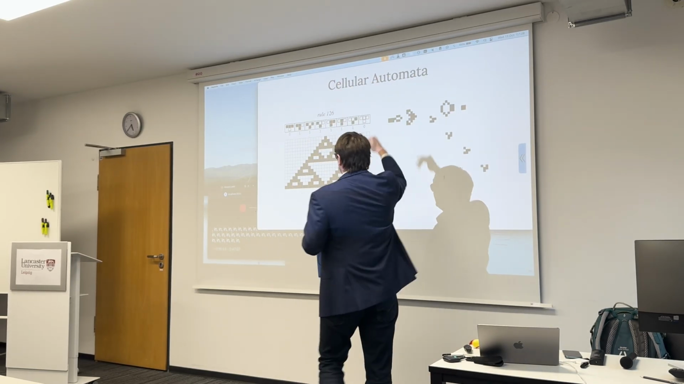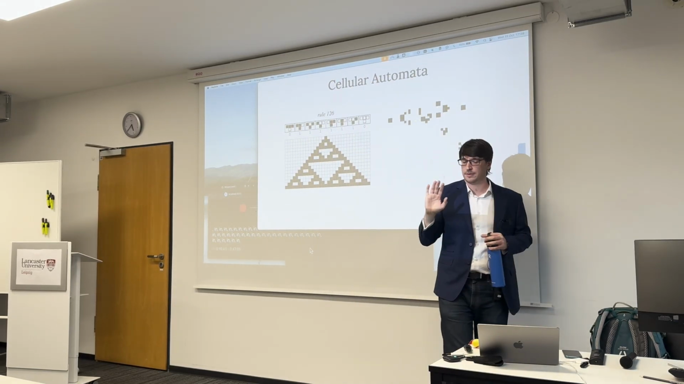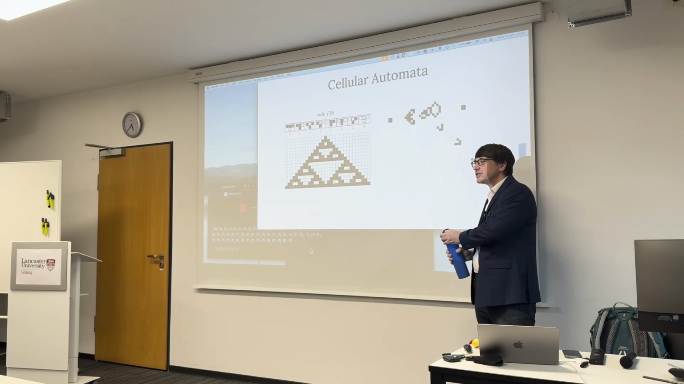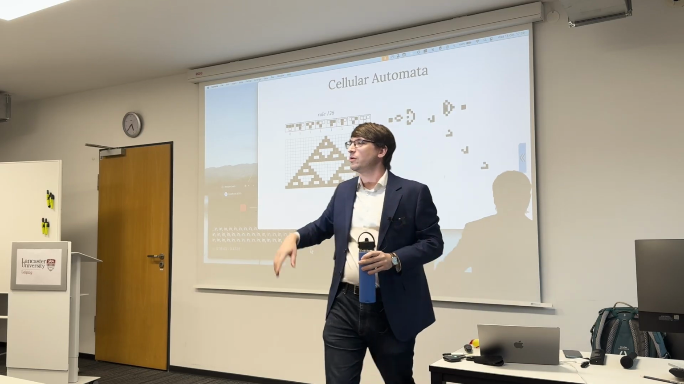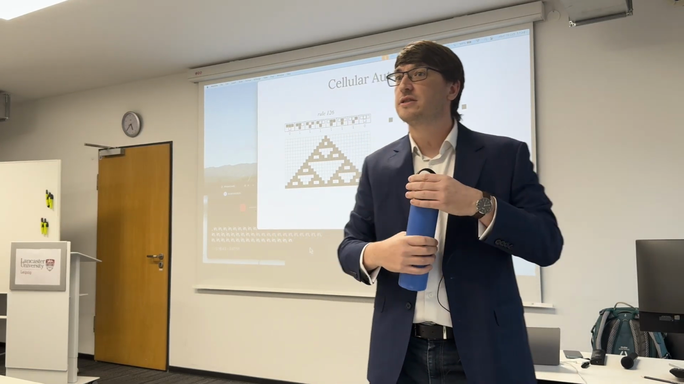Okay, so we've got time going downwards, space going sideways. And we already see some really interesting properties coming out of it. These are called Sierpinski triangles, which emerge over time in this particular rule.